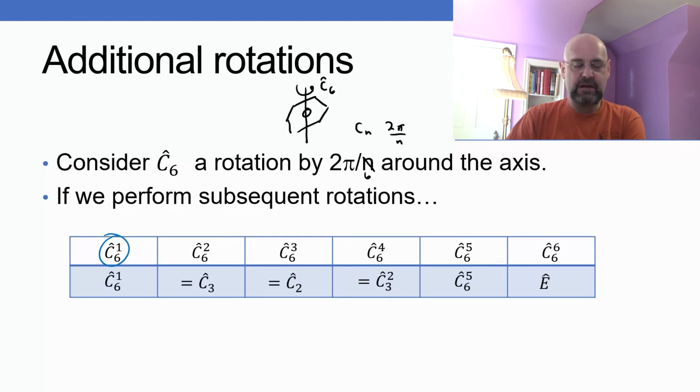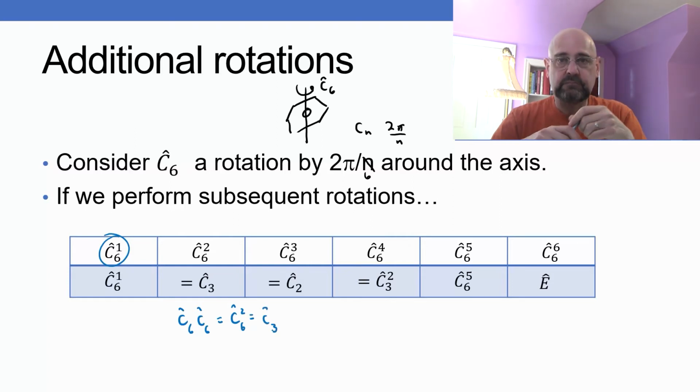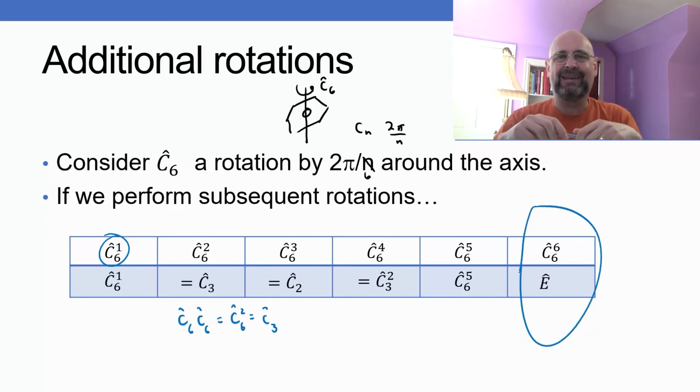If I apply it twice, I'm squaring it, giving me C6 squared, which is equal to C3. You can probably see that if I rotate 3 times around, that's taking me 180 degrees. So that's a C2 rotation. And again, if I get all the way up to the end, 6 rotations, I'm going to get E again.